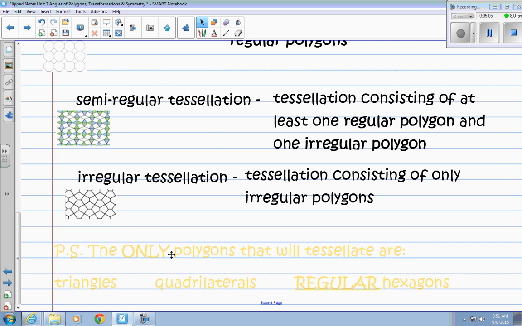We're almost done. The last thing that you need to know, and this is hugely important, and then I'm going to let you guys go: the only polygons that will create a pure tessellation by themselves are any type of triangle, any type of quadrilateral, and only regular hexagons. And we'll talk a little bit more about the properties of a polygon that allow it to tessellate versus not tessellate.